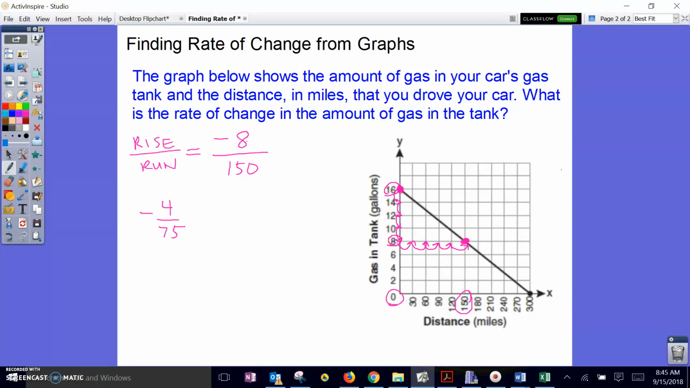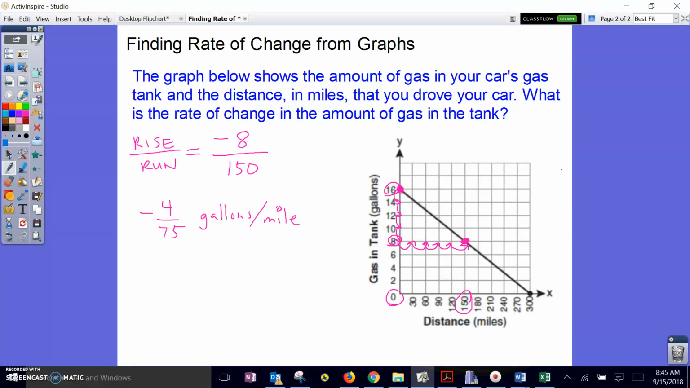And now I need my units for my rate of change. Okay, it's going to be the y unit, gallons per mile. And so your car's using gas at a rate of -4/75 gallons per mile. And that's how we identify the rate of change from this graph.